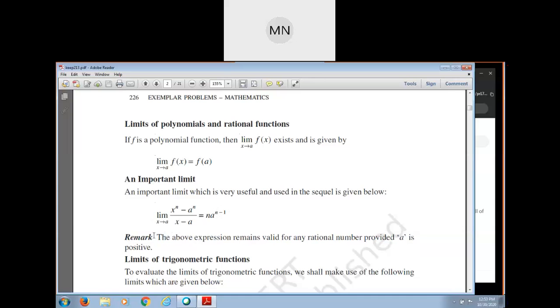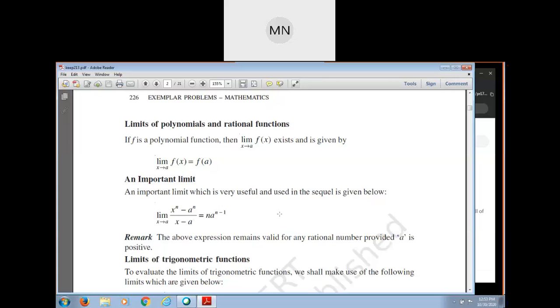This is a formula for the polynomial function, and it says that the limit as x tends to a of x power n minus a power n divided by x minus a is what? n into a to the power n minus 1. Here, a is any positive number, any number, and x is the variable.